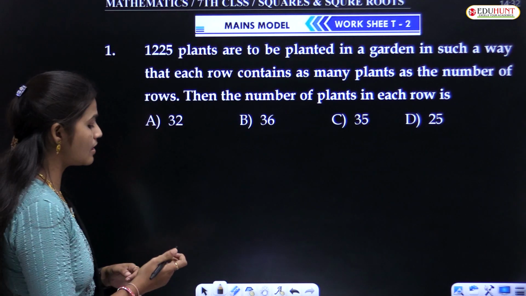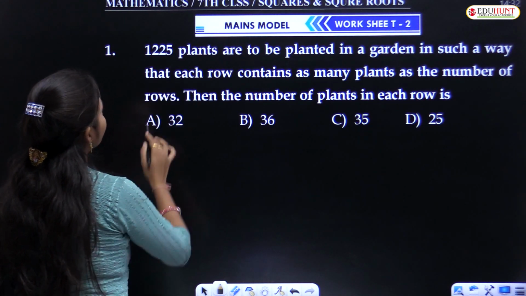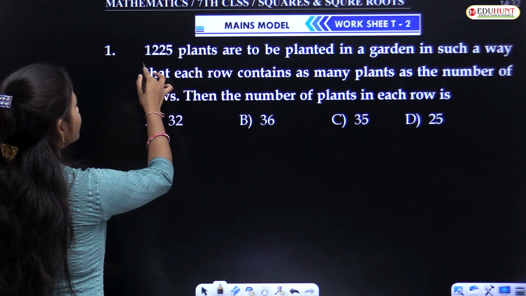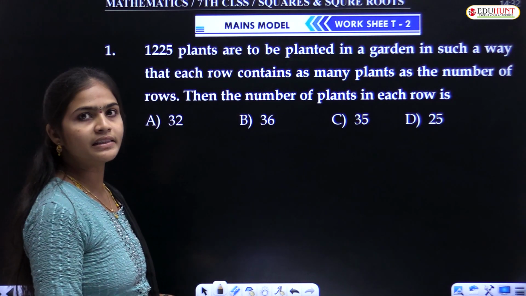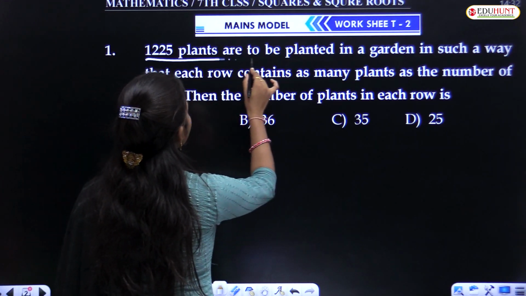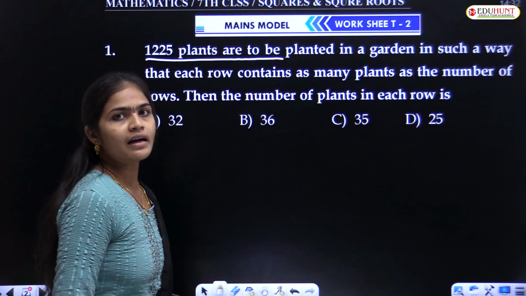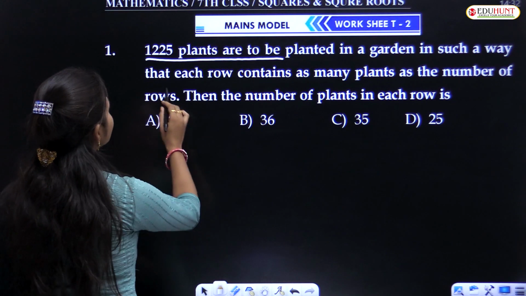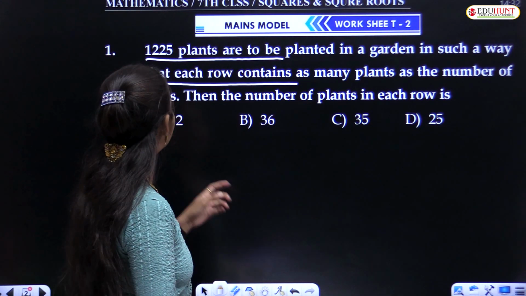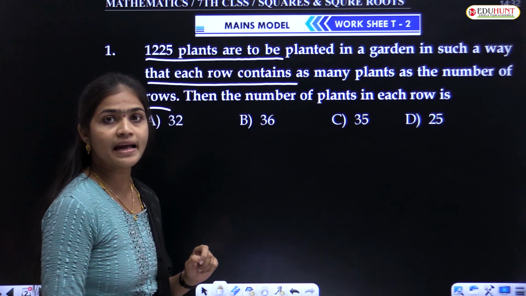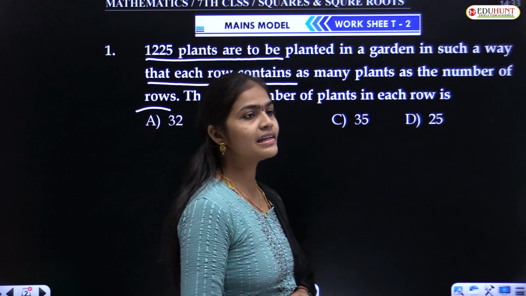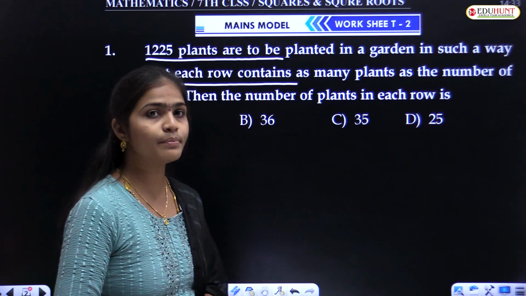The first problem is: 1225 plants are to be planted in a garden in such a way that each row contains as many plants as the number of rows. As many plants as the number of rows. Then find the number of plants in each row. So what is the meaning of that question?